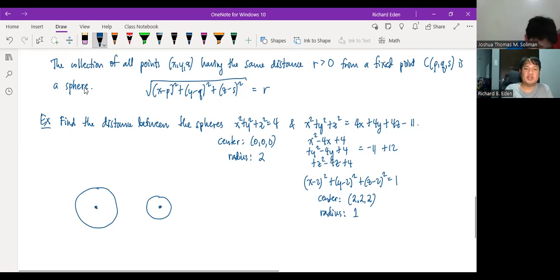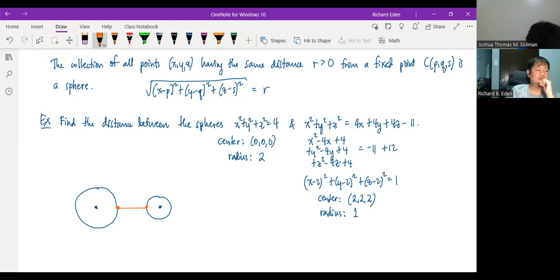And this is what we're interested in. How are the two closest points, the ones in orange, related to the centers of the two spheres? The distance from the centers minus the radius. Yeah, because those two closest points happen to be collinear with the centers.